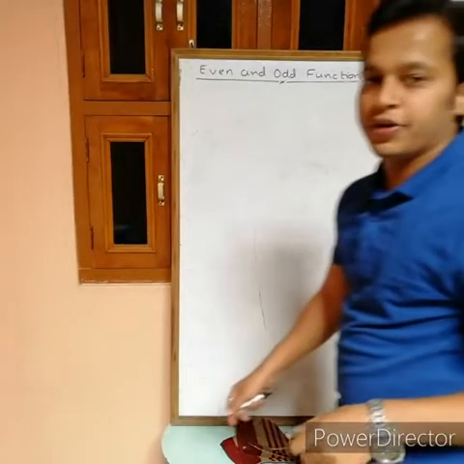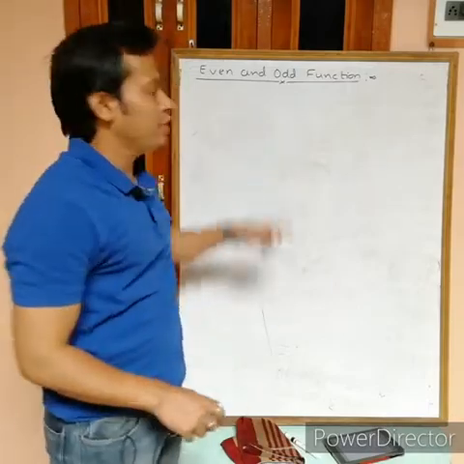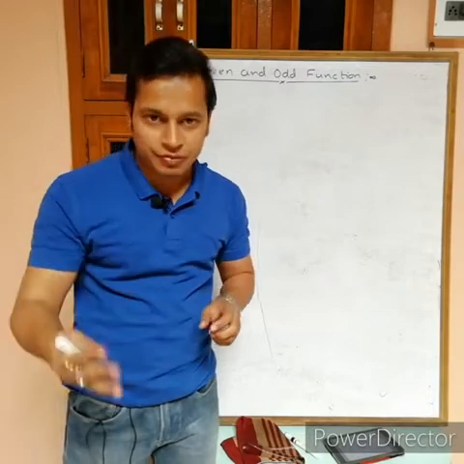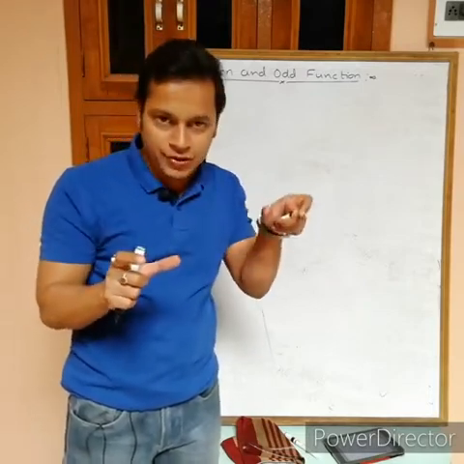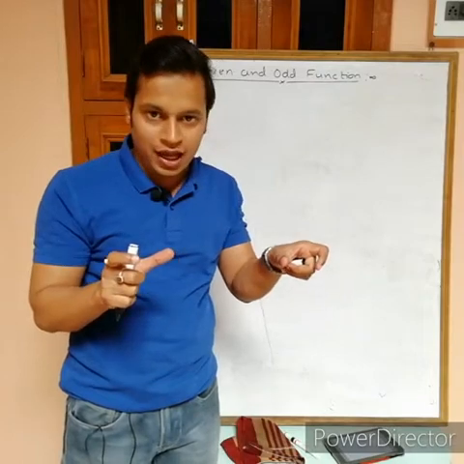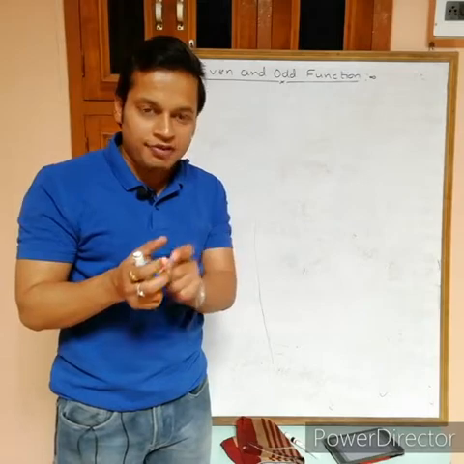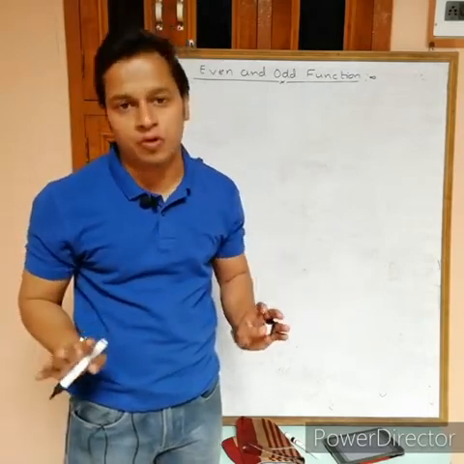Okay, so next topic is even and odd function. Now actually simple thing. First find f of minus x. If this f of minus x is equal to f of x, then f of x is said to be an even function, and if f of minus x is equal to minus of f of x, then this becomes an odd function.